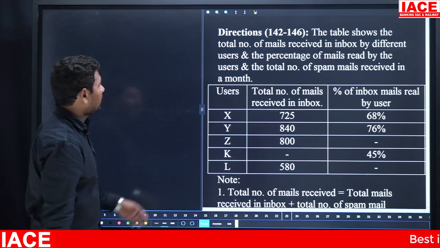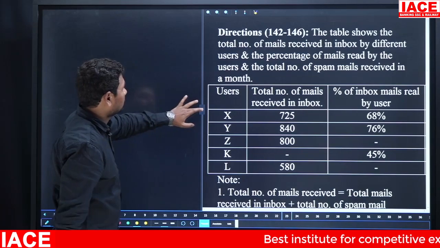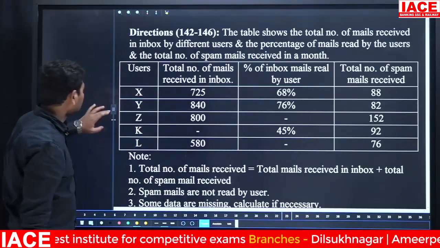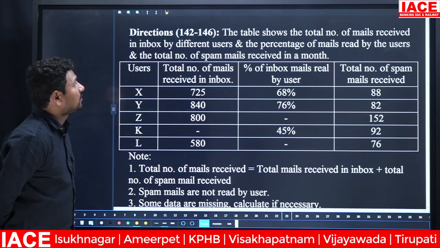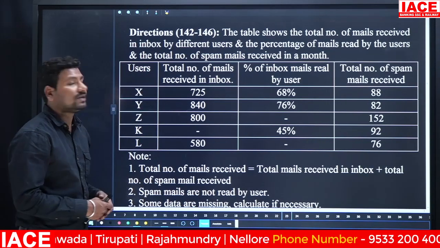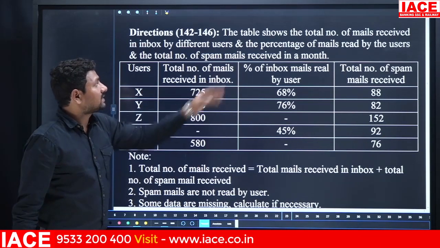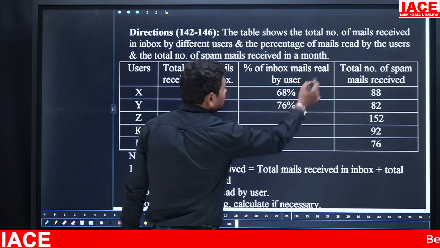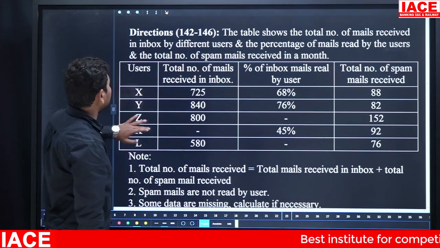Next we have table data. Based on this table data, we have to solve the questions. Here the table shows the total number of mails received in inbox by different users, the percentage of inbox mails read by the users, and the total number of spam mails received in a month. Here there are conditions also.